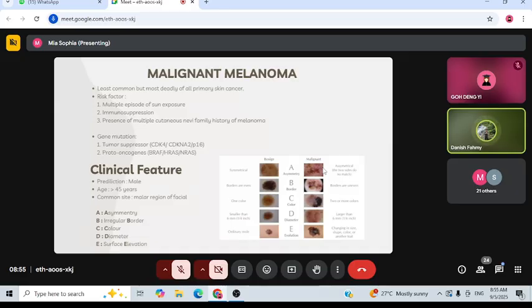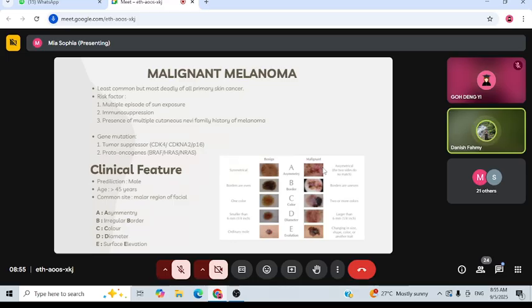So this is more important. Malignant melanoma is less common but the most deadly of all primary skin cancers. The risk factors are multiple episodes of sun exposure, immunosuppression, presence of multiple cutaneous nevi, and family history of melanoma.